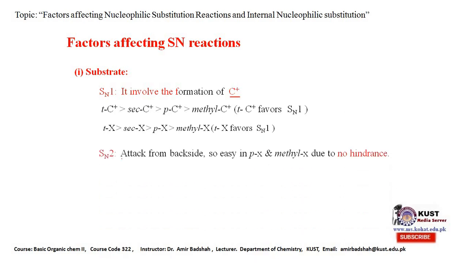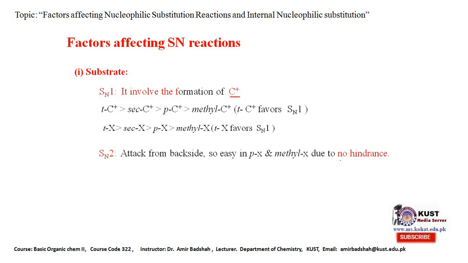In the SN2 reaction, it involves attack from the backside. It doesn't involve the formation of a carbocation. So for attack from the backside, it is easy for a nucleophile to attack a primary substrate or a methyl halide substrate. Why? Because there is no hindrance from the backside, because here attack takes place from the backside, not from the front side.